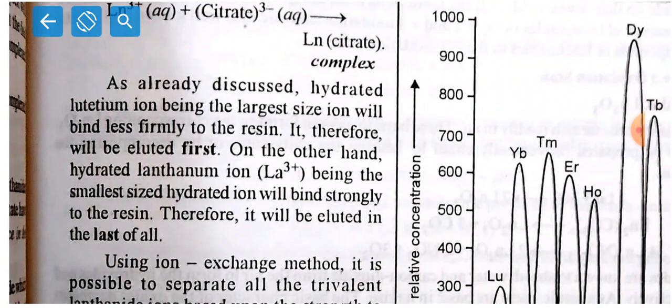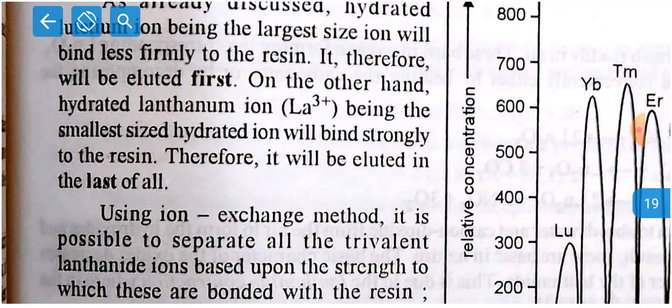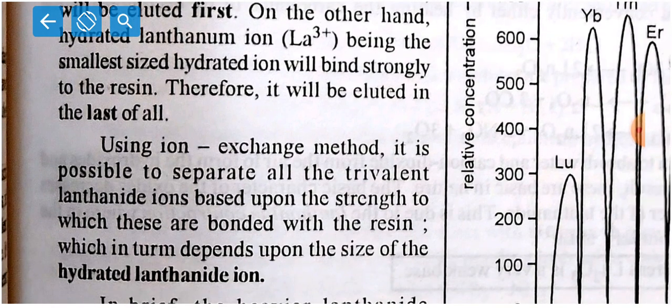As already discussed, the hydrated lutetium ion, being the largest size ion, will bind less firmly to the resin. It therefore will be eluted first. On the other hand, the hydrated lanthanum ion, La3+, being the smaller size hydrated ion, will bind strongly to the resin. Therefore, it will be eluted last of all. Using the ion exchange method, it is possible to separate all the trivalent lanthanoid ions based on the strength with which these are bonded with the resin, which in turn depends on the size of the hydrated lanthanoid ions.